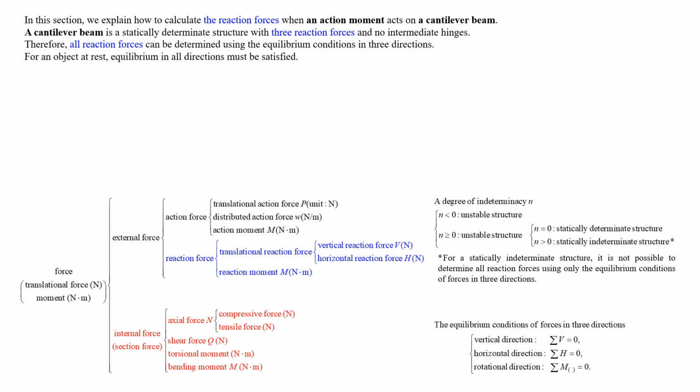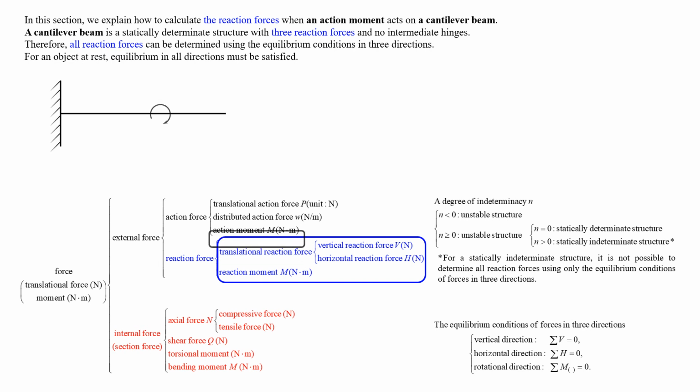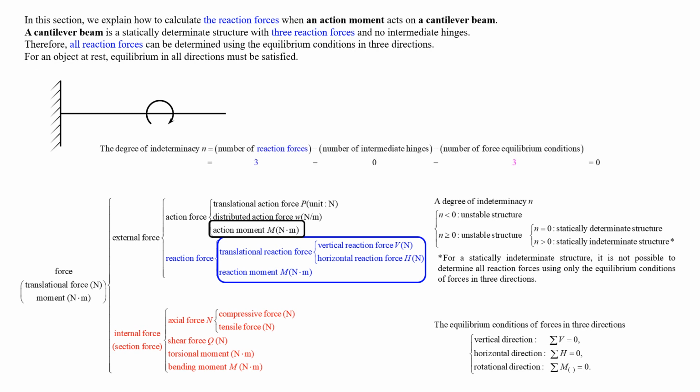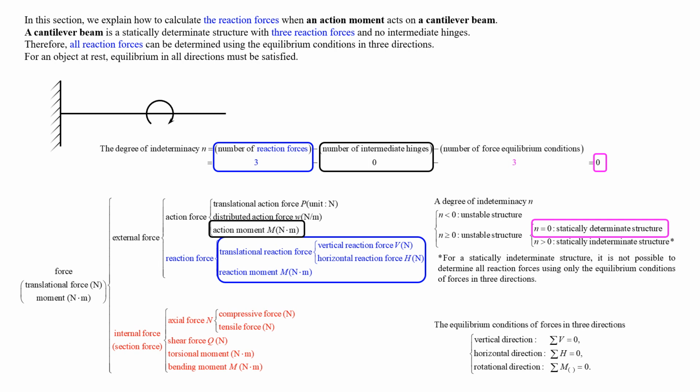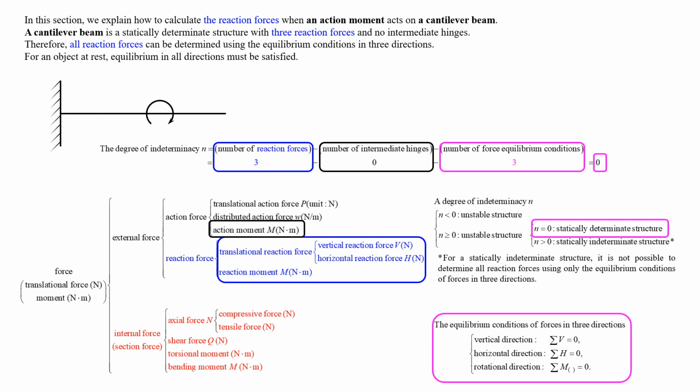In this section, we explain how to calculate the reaction forces when an action moment acts on a cantilever beam. A cantilever beam is a statically determinate structure with 3 reaction forces and no intermediate hinges. Therefore, all reaction forces can be determined using the equilibrium conditions in 3 directions. For an object at rest, equilibrium in all directions must be satisfied.